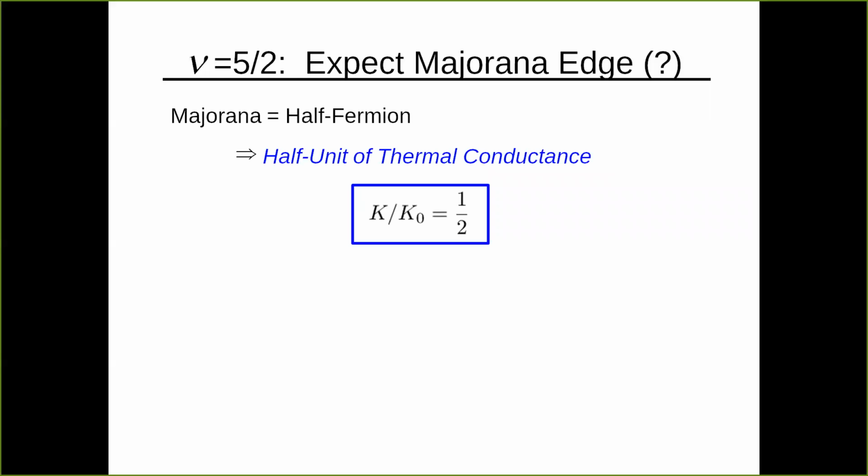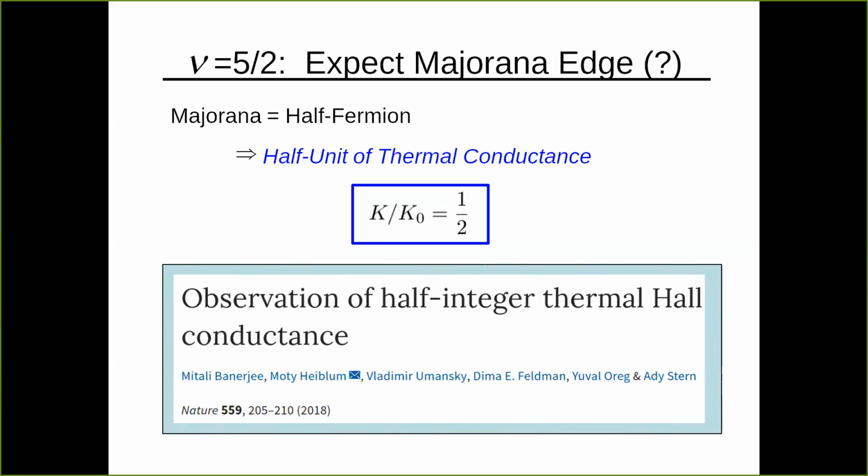So for a 5/2 state, you would expect to have a Majorana edge. And a Majorana is half a fermion. It takes 2 Majoranas to make a Dirac fermion. And that means that we should get a half unit of thermal conductance. Okay, so that's the prediction. Easy.